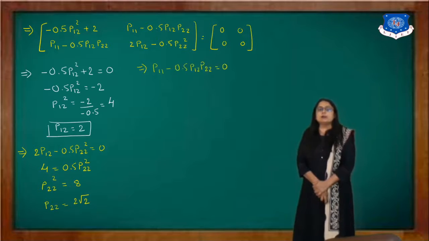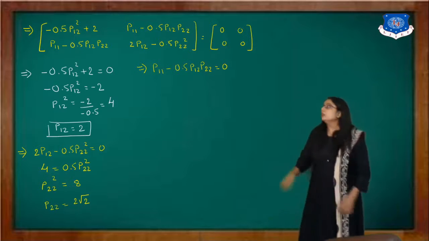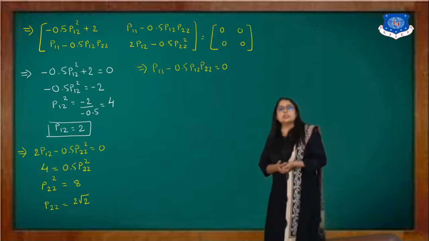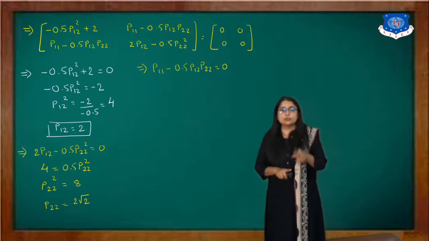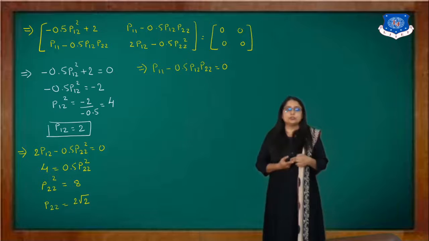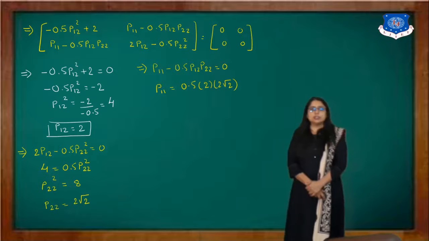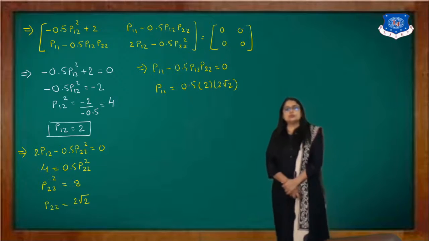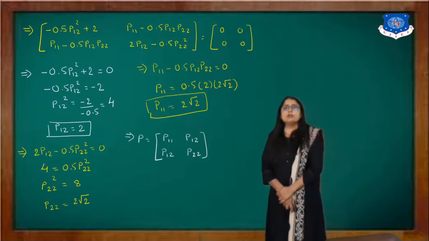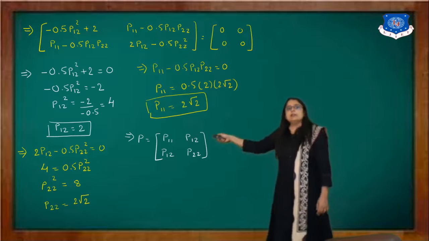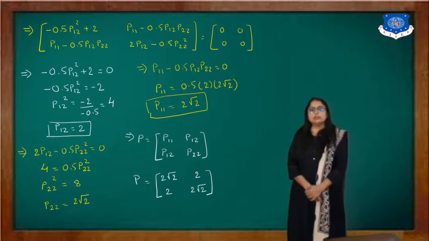Now compare that element where the value of P12 and P22 is the same. So we get P11 minus 0.5 P12 P22, equal to 0. Already you have the value of P12, equal to 2, and the value of P22, which is 2 root 2. If we substitute this, we get P11 equal to 0.5 into 2 into 2 root 2, which is nothing but 2 root 2. So our P matrix, that is P11, P12, P12 and P22, is 2 root 2, 2, 2 and 2 root 2.